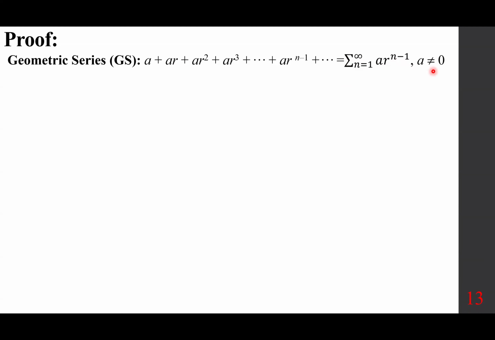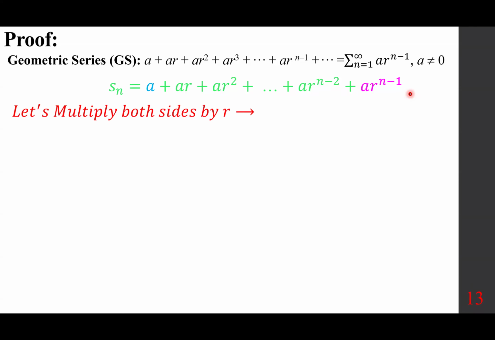So the first n terms, we write a plus a r, plus a r squared, and all the way to a r to the power of n minus 1. Let's multiply both sides by r. So if I multiply this one by r, I get r s sub n. This becomes a r, this becomes a r squared, this becomes a r cubed. What happens to this one? It becomes a r to the power of n minus 1, and this becomes a r to the power of n.